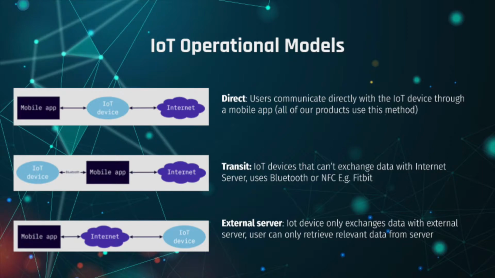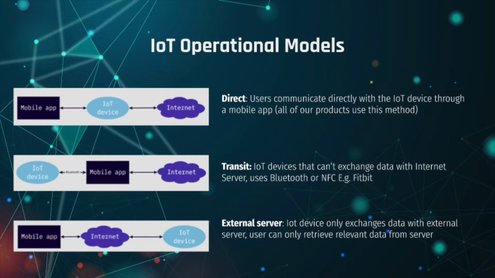Another IoT operational model is the transit model, and this is where IoT devices that can't exchange data with the internet server use Bluetooth or NFC. For example, Fitbit does this with Bluetooth. The third IoT operational model is the external server model. This is where the IoT device only exchanges data with an external server, and the user can only retrieve relevant data from the server directly.